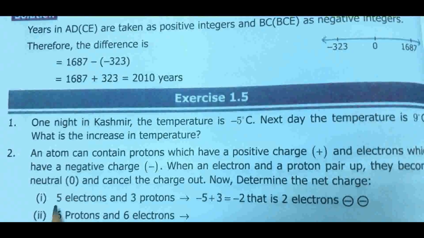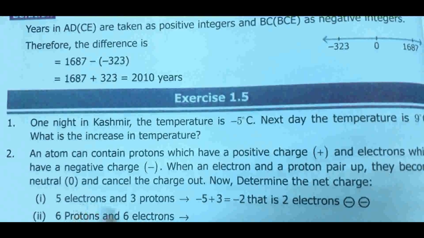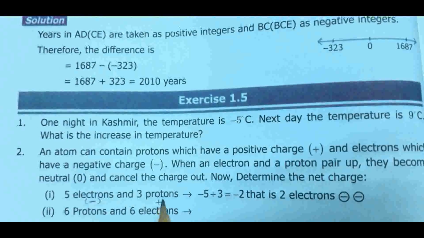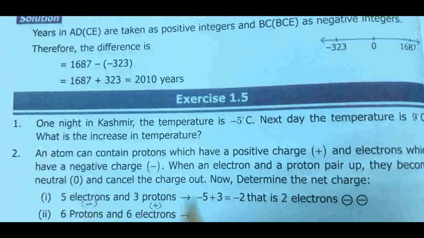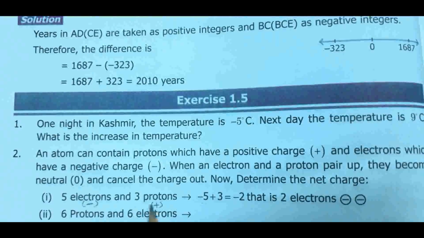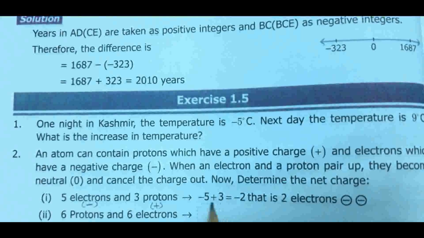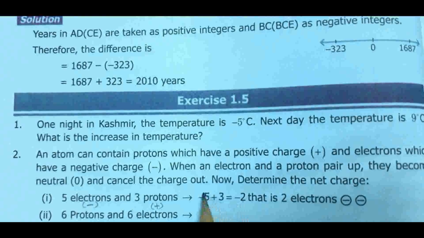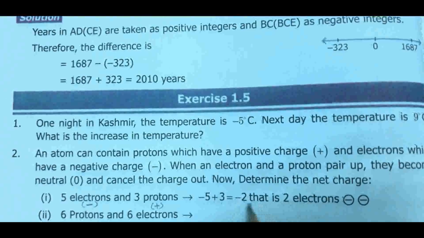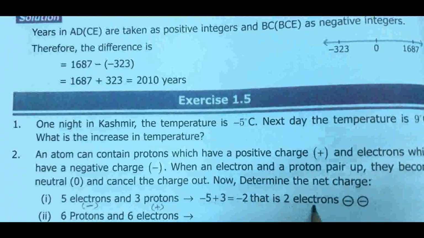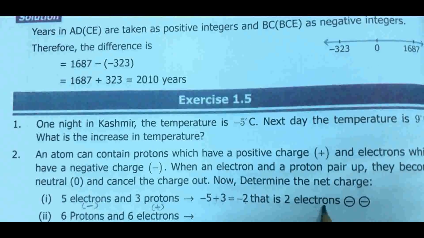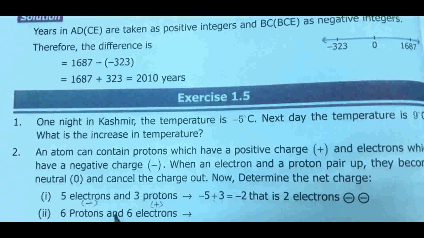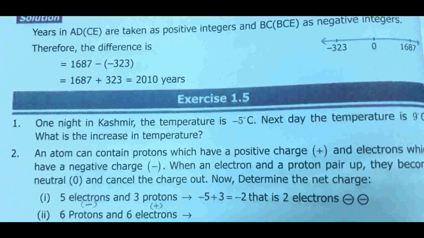When we consider the first question, 5 electrons and 3 protons. Electrons represent minus and protons represent plus. So 5 electrons represent minus 5 and 3 protons represent plus 3. Minus 5 plus 3. Both the signs are different, so we have to subtract. 5 minus 3 is 2 and the sign of the bigger number is minus. This represents that it has 2 electrons, so we define it as minus 2 with a circle. This is the way we are going to solve all the remaining questions. Clear? Fine.